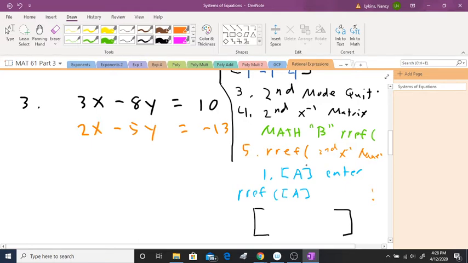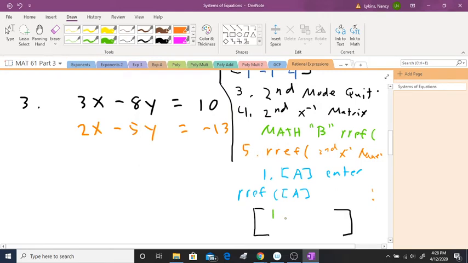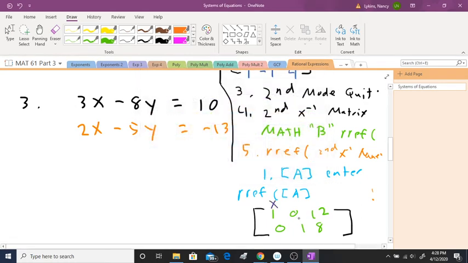So when I go ahead and do that option B again, and I define it with my matrix, I'm doing this along with you all. You should get 1, 0, 12, 0, 1, 8. The first one is my X. My second one is my Y. So this is saying X equals 12, Y equals 8.